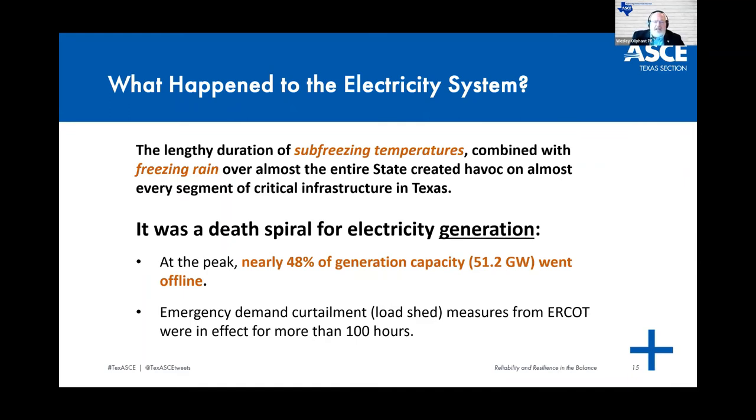The only option left to maintain stability of the grid once the frequency started to vary was to reduce demand through emergency curtailment or load shed. The load shed measures, which are a curtailment of power to certain segments of the grid, inadvertently began to further affect natural gas production and transport facilities that were not already impacted by freeze-ups. That's the circularity that we were discussing. The emergency curtailment was in effect for more than 100 hours as the balance between supply and demand for electricity was working to be regained.